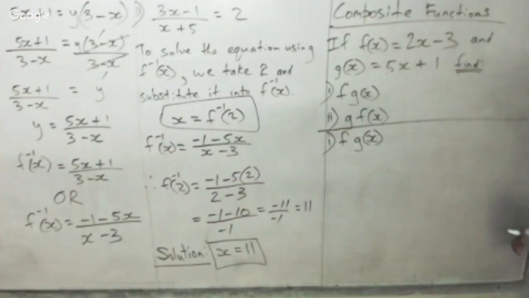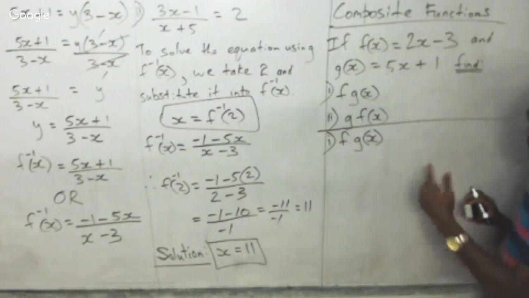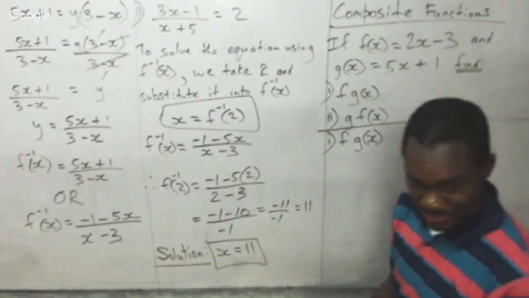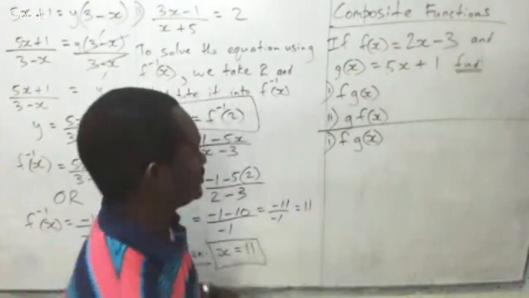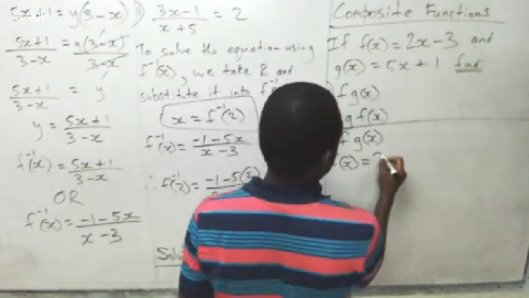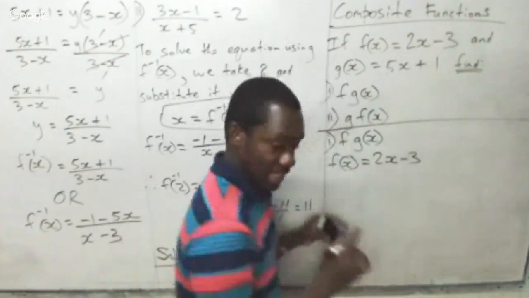Listen. Since we're going to put the g into the f, which function are we going to start with first? F, because f is going to be our container. Right. Then we're going to put something in. So we're going to write f of x is equal to what? 2x minus 3. That's f of x.